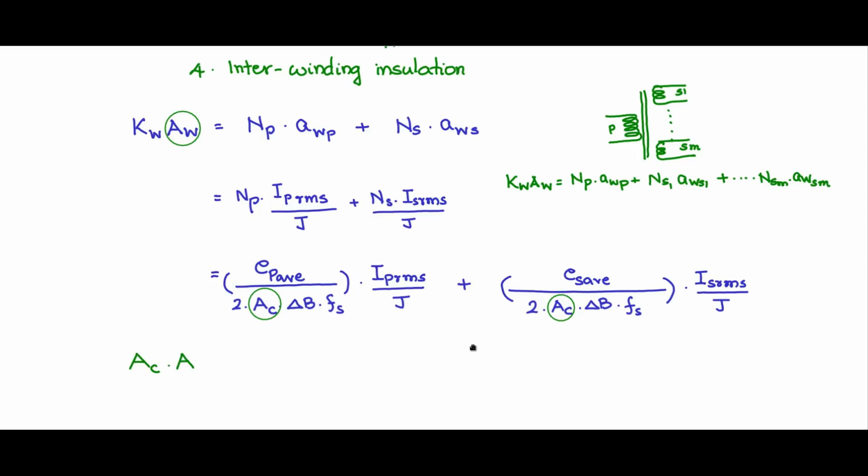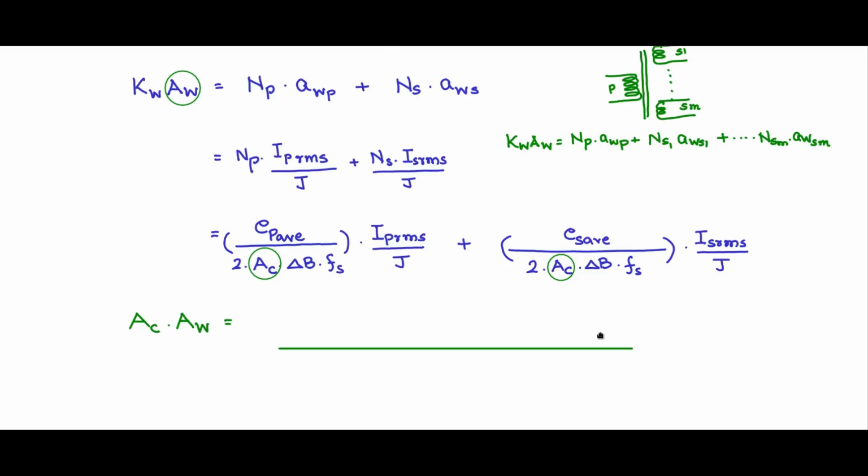KW I bring it down. So you will see 2 and KW, delta B, J, Fs, all of them come in the denominator. In the numerator, summation of the half cycle averages and the RMS currents. So EP average, the half cycle average, into IP RMS, plus ES average, half cycle average, into IS RMS. So this is the generic equation for the area product.